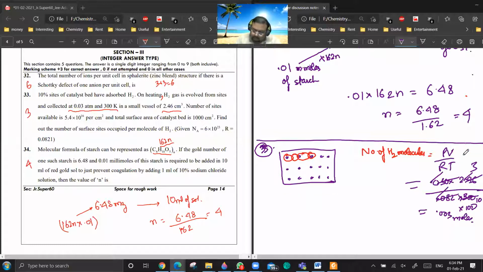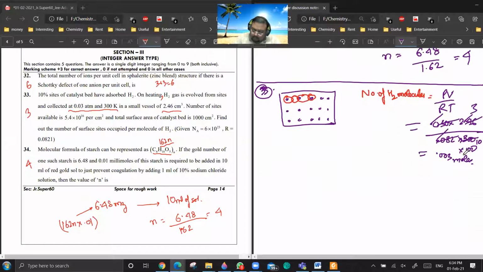Right? Now, one minute. It will be 2.46 into 10 to the minus 3. Okay. So it will be like 3 into 10 power minus 6. Are you getting our point? Yes or no? Because this has V to be in liters, not in milliliters.